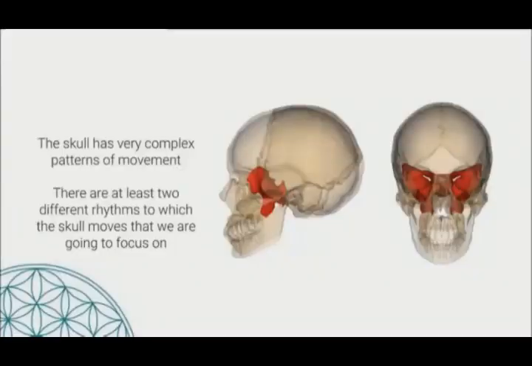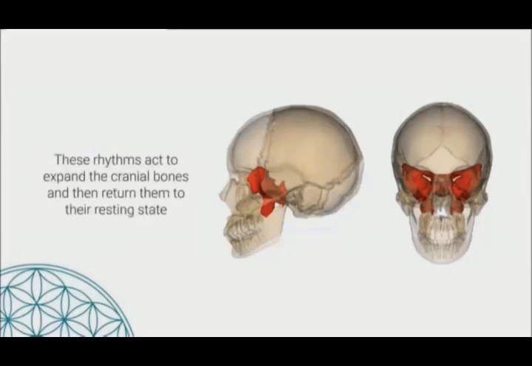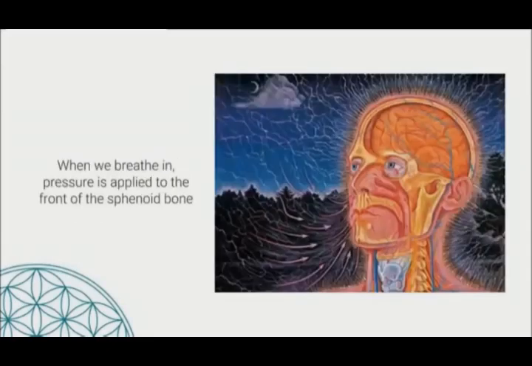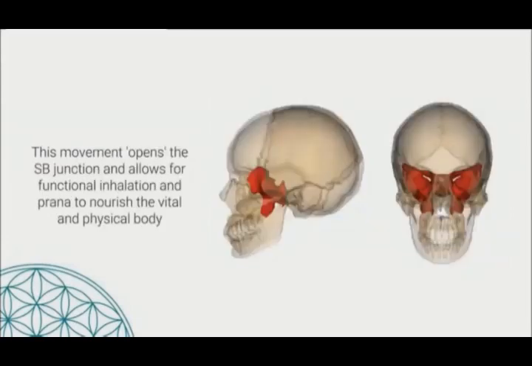The skull has very complex patterns of movement, and there are at least 2 different rhythms to which the skull moves that we're going to focus on. One is the breathing cycle, and the other is the cranial pulse. These rhythms act to expand the cranial bones and then return them to their resting state. When we breathe in, pressure in front of the sphenoid bone subtly rotates this bone forward while indirectly rotating the base of the occipital bone upward. This movement opens the SB junction and allows for functional inhalation and prana to nourish the vital and physical body.